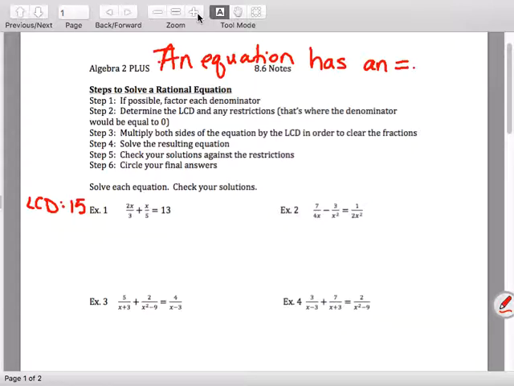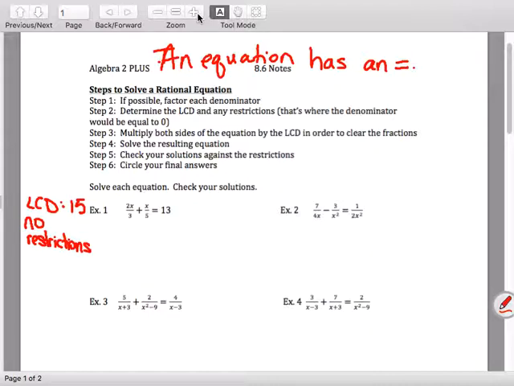Is it possible to have no restrictions? It is possible to have no restrictions. And because 3 never becomes anything other than 3. 5 doesn't become anything other than 5. You guys, when we say where the denominator would be equal to 0, there is no x in the bottom. You get that? There's no x down there. All right, so again, step 1, factor the denominators if it will. These didn't. Step 2, determine the LCD, which we got, and there's no restrictions.